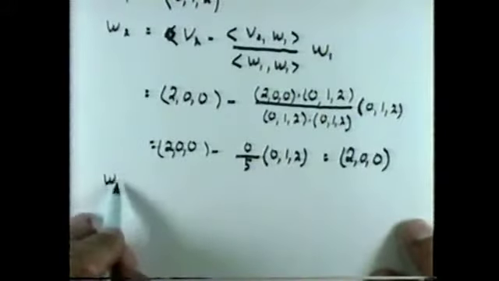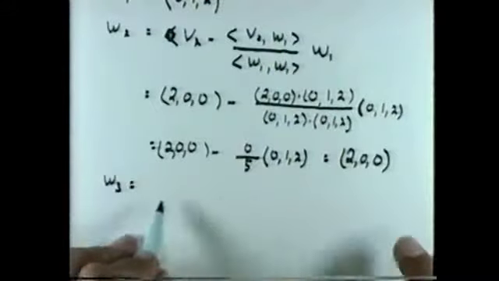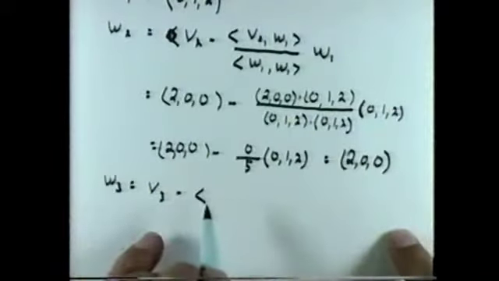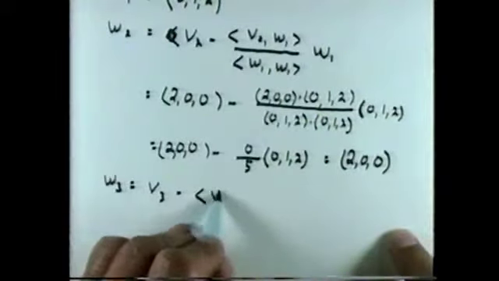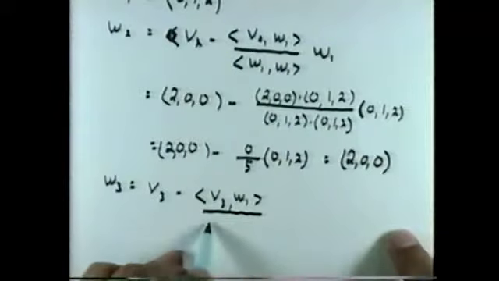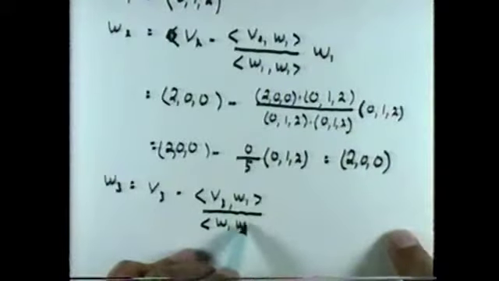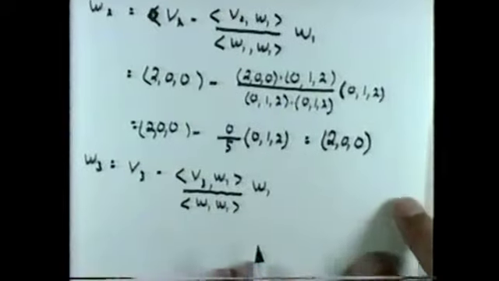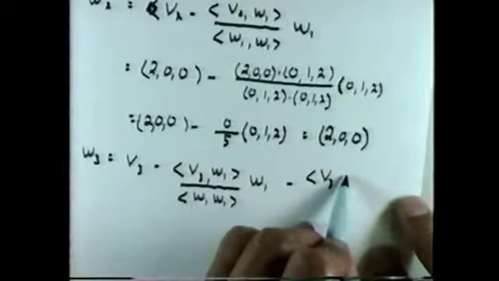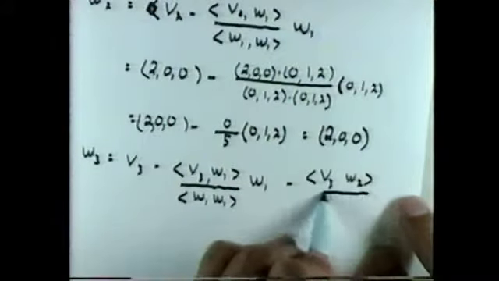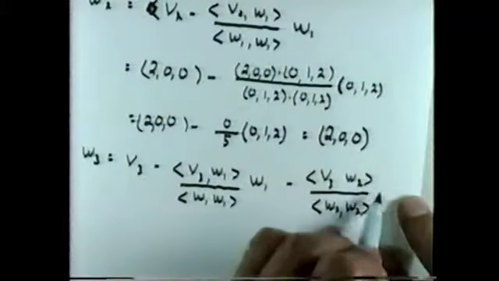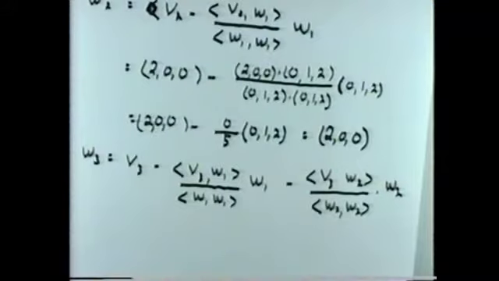Well, for W3, if you look, that's going to be V3 minus the inner product of V3 with W1 over the inner product of W1 with W1 times W1, minus V3 with W2 over the inner product of W2 with W2 times W sub 2.